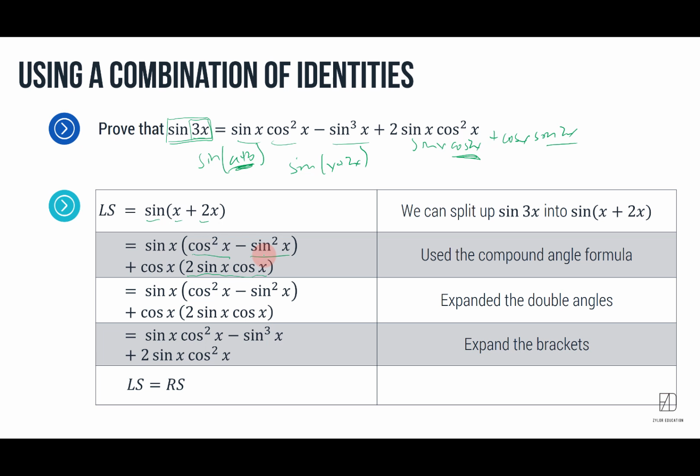So now, what we can do is expand. If we multiply sin x inside and cos x inside, then we will get sin x times cos squared x minus sin cubed x plus 2 sin x cos squared x. Therefore, the left side is equal to the right side. And that is our lesson for today.